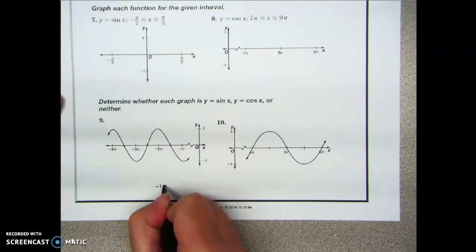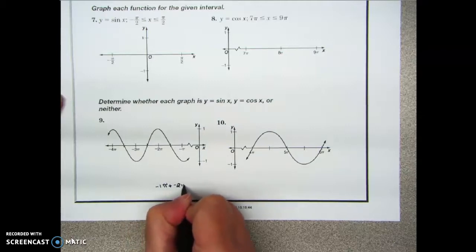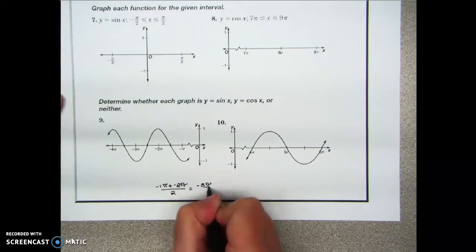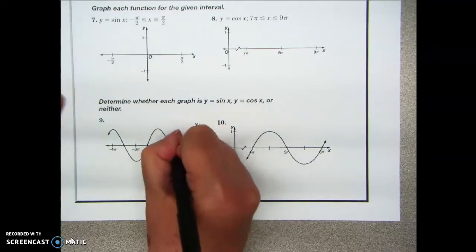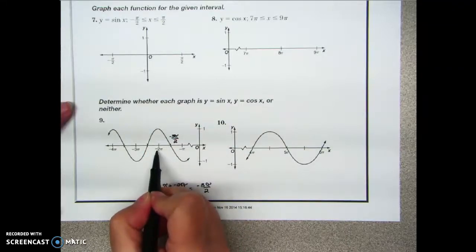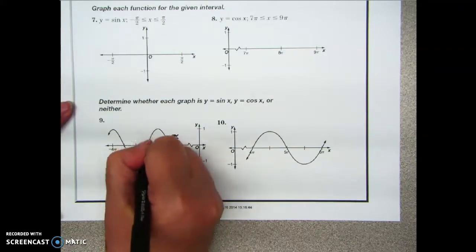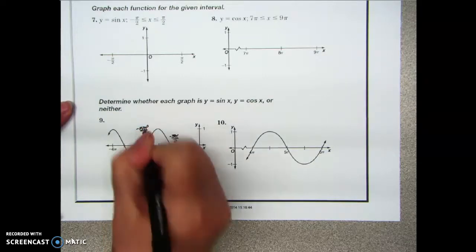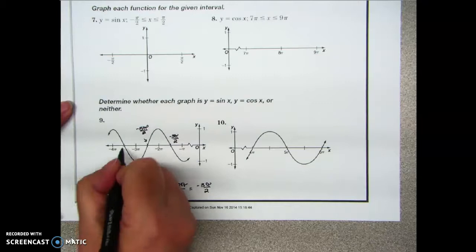So negative pi plus negative 2 pi over 2 is going to give me negative 3 pi over 2. So this is negative 3 pi over 2. This is negative 4 pi over 2. So that makes this point here negative 5 pi over 2. Then this is negative 6 pi over 2, negative 7 pi over 2, etc.